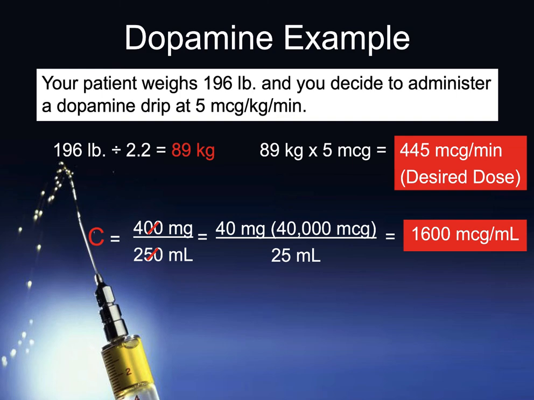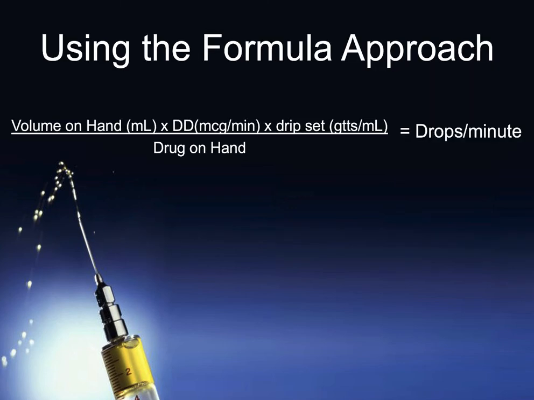So back to the common concentration we talked about, we put our 400 milligrams of dopamine in a 250 milliliter bag. We do the math, and that tells us that our concentration is 1,600 micrograms per milliliter. With that information in hand, we can now use our formula approach. And if you remember, volume on hand times your desired dose times the drip set you're using divided by the total amount of drug you have is going to give you your drops per minute.